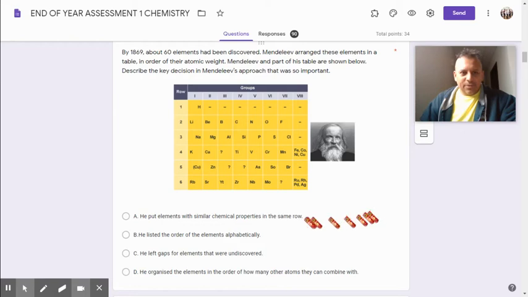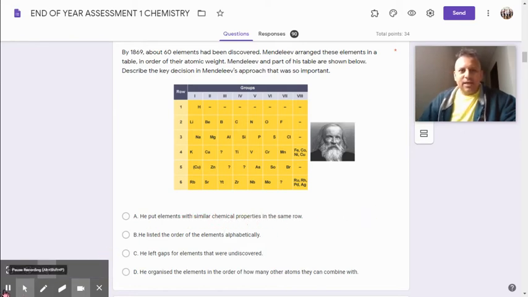1869, this was a question on Mendeleev. And the key decision in Mendeleev's approach that was so important was that he actually listed the elements in the order of atomic weight. What he also did was he left gaps for elements that were undiscovered as well.